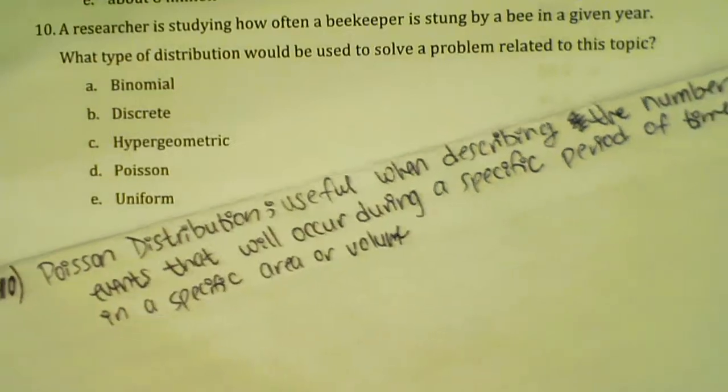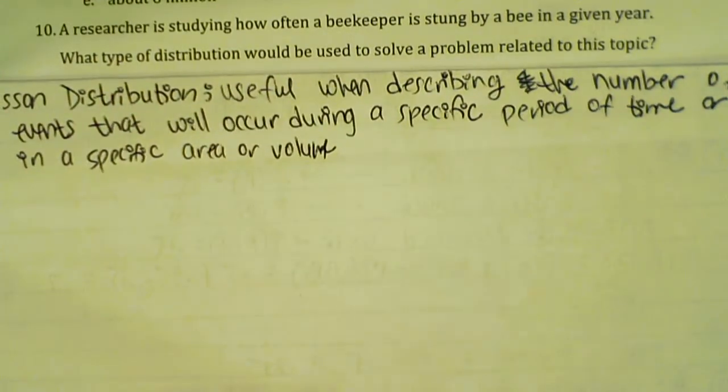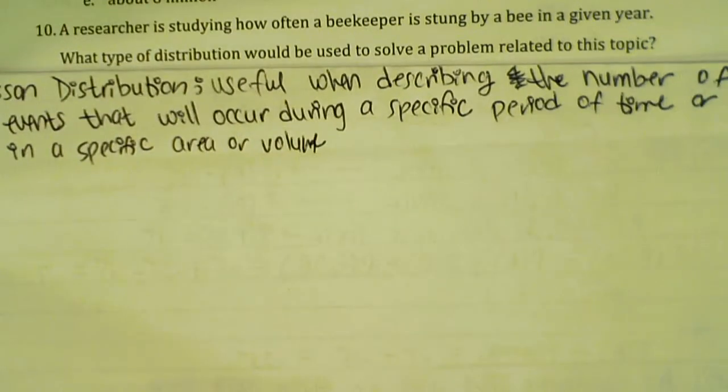Sorry. You can't really see it completely, but that's pretty much the definition of Poisson distribution. So in this case, it's asking how often a beekeeper is stung in a year. So you're describing the number of events occurring in a period of time. So how many times they're stung in a year. That's why it's a Poisson. Does that make sense? Yes.